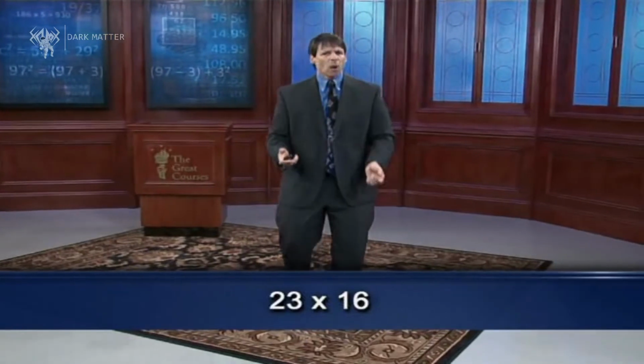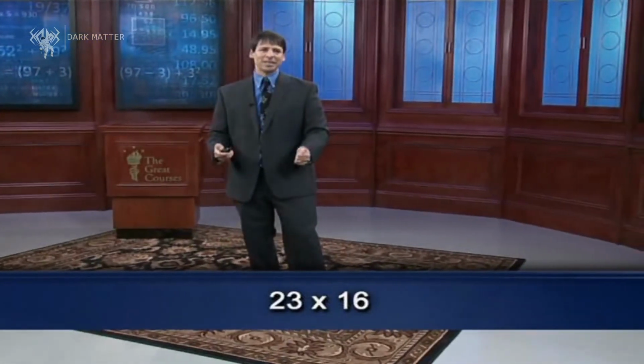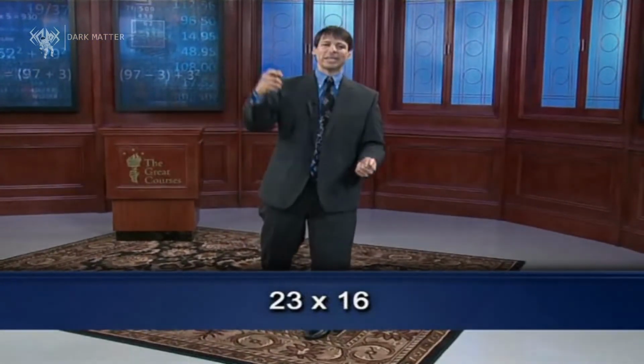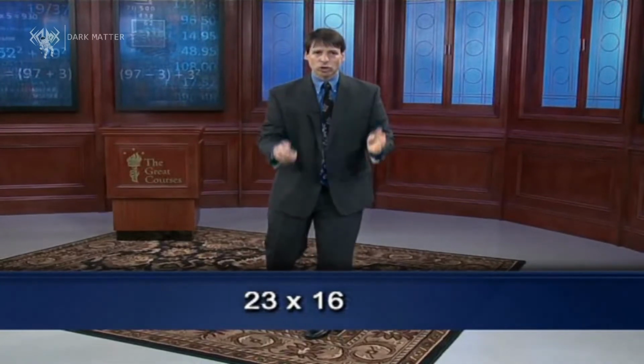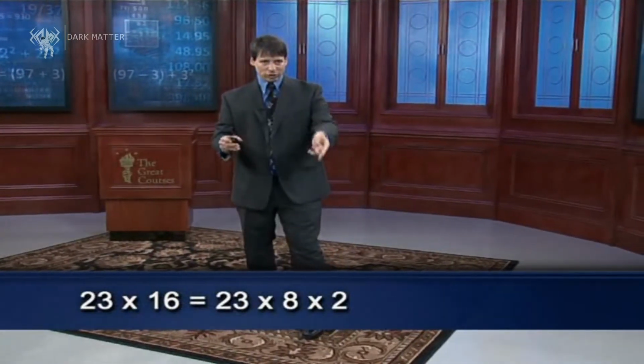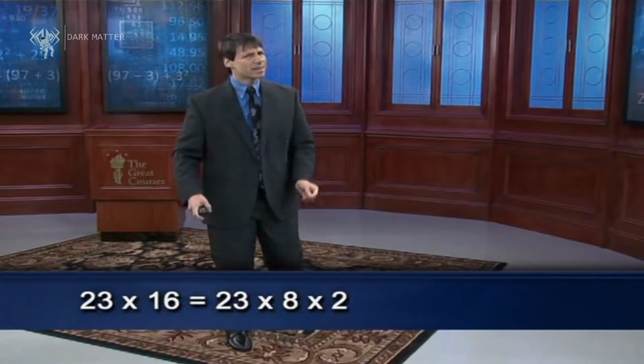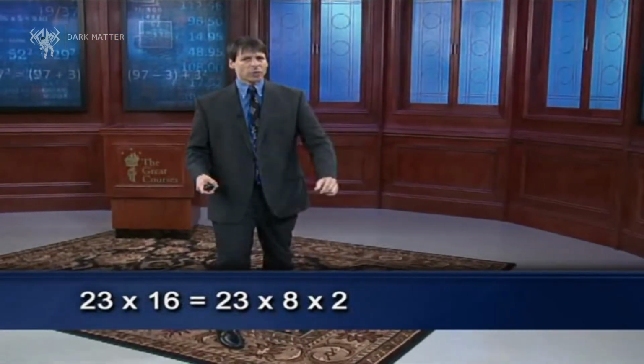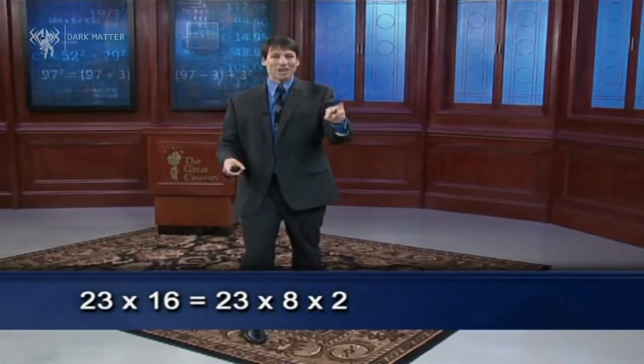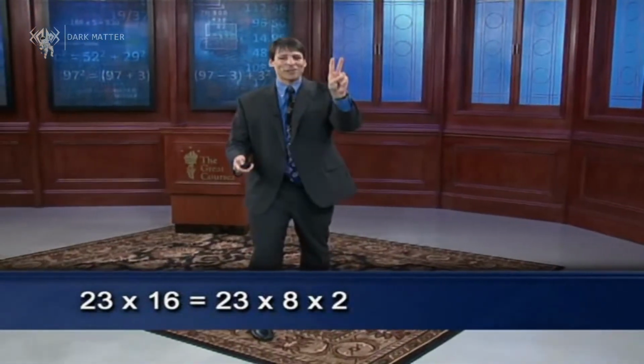So for me, when I do 23 times 16, I want to do 23 times 8 times 2. So that's going to be our strategy. First multiply by 8, then multiply by 2. You can even hold that 2 on your fingers in reserve if that helps you remember it.